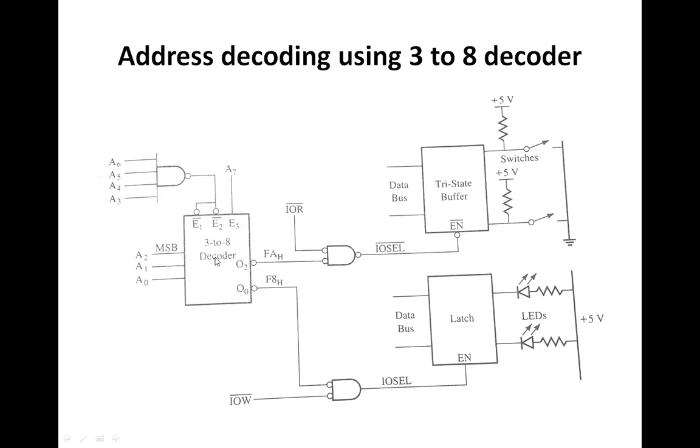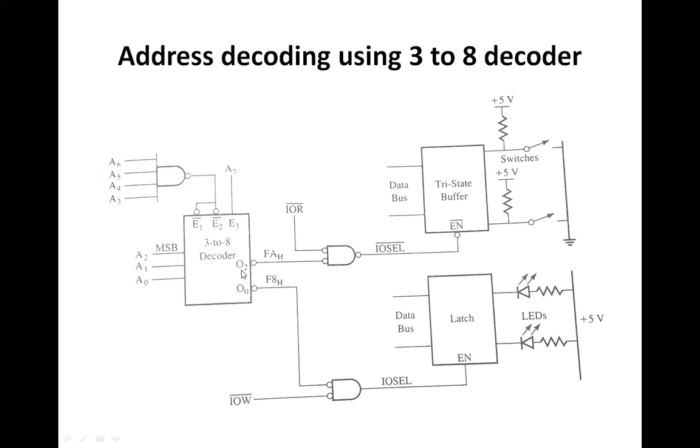So this decoder will be enabled if we get 0, 0 here, and at E3 we should get 1. Now this decoder will have different outputs. 8 outputs are there. If we are considering O0, so O0 contains the value 0, 0, 0. A3 should be 1, 1, 1, 1, and A7 should be 1. So the result will be F8 will be the address.